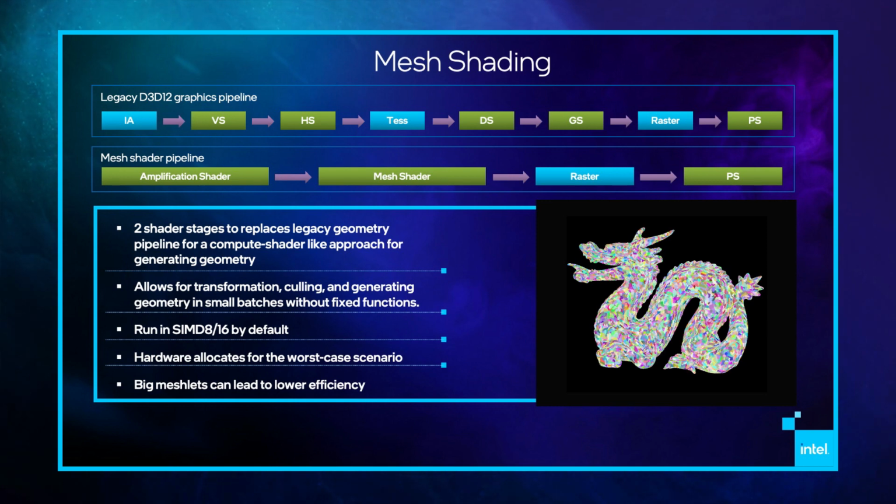By default, mesh shaders will run in SIMD8 or SIMD16. Be aware that hardware will allocate for the worst case scenario, and that big meshlets can lead to lower efficiency.